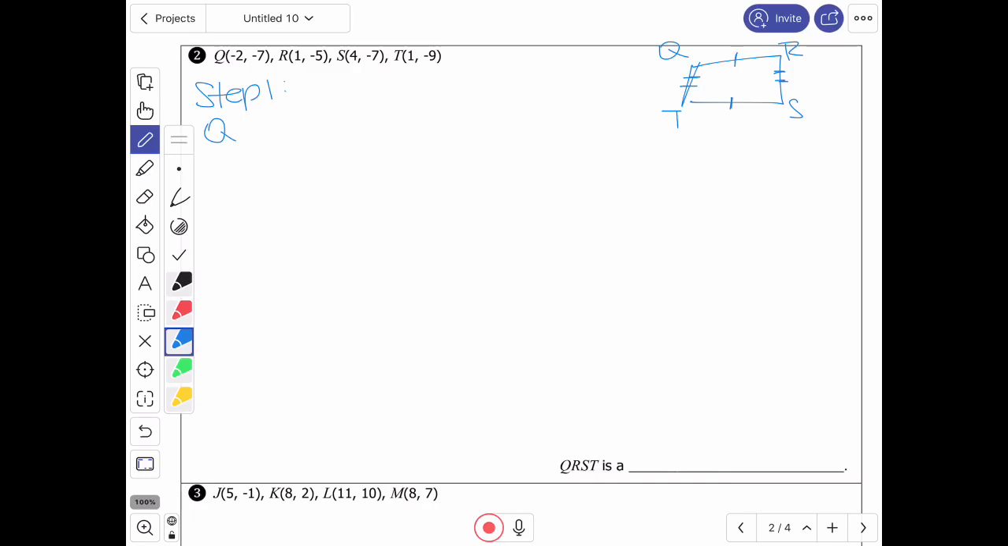So when I find QR, I'm going to have -2 minus 1 squared plus -7 minus -5, which turns into +5 squared. So then I get radical 9 plus 4, which is radical 13, with ST.